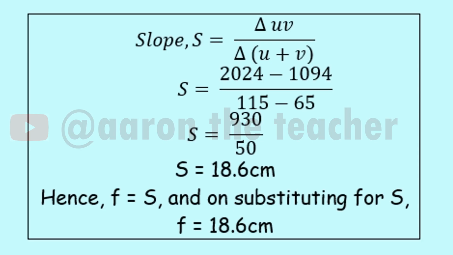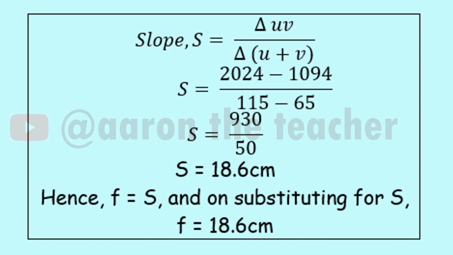We are getting our slope S equals change in UV divided by change in brackets U plus V. For physics, we shall denote the change as that small triangle you are seeing there. We may not necessarily write the whole word as in change in UV divided by change in U plus V. But if you write it still, there is no penalty, but it is more time consuming.